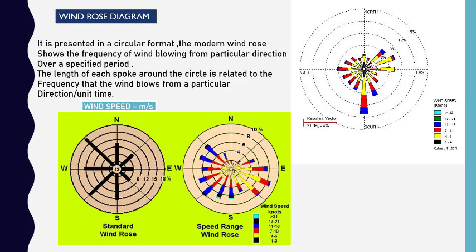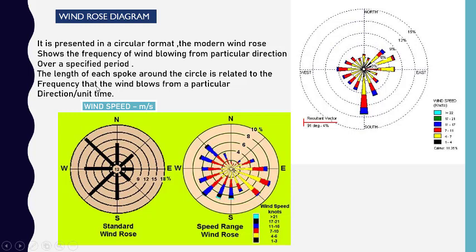Next comes the windrose diagram. It is basically a graphical presentation in a circular format. The modern windrose shows the frequency of wind blowing from a particular direction over a specified period. The length of each spoke around the circle is related to the frequency that the wind blows from a particular direction per unit time. And basically the wind speed is measured in meters per second.